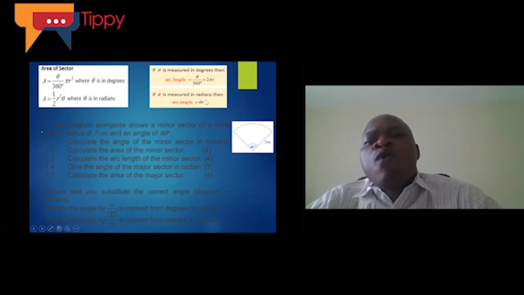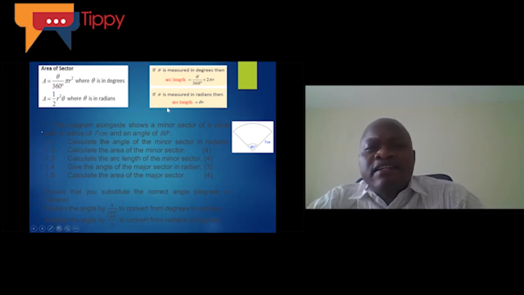And the arc length is theta multiplied by the radius when the angle is in radians. So you are again going to choose any of the two because you have the angle in degrees, the given one, and the angle in radians, the calculated one in 1.1. So you substitute and use your calculator, go straight to the answer.